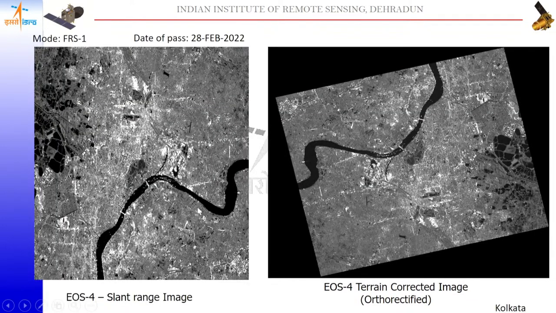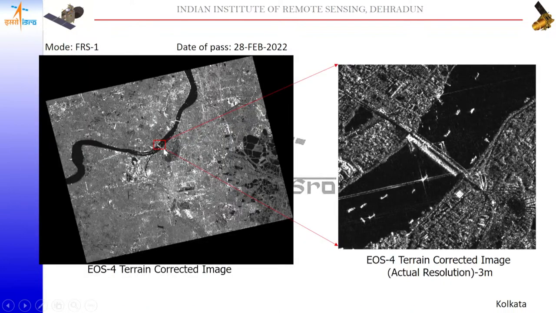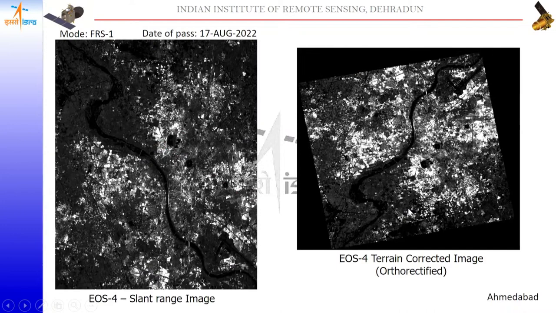So this is the Kolkata region. This is in the slant range plane, and this is the terrain corrected image. This is the actual resolution. This is the full scene it is covering, and this is the actual region of Kolkata, a 3 meter resolution terrain corrected image of EOS-4.